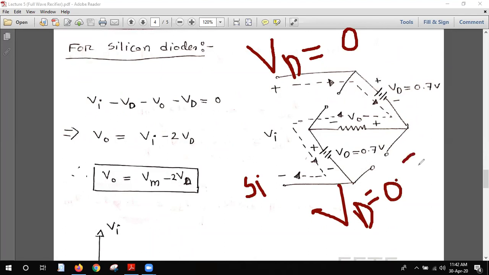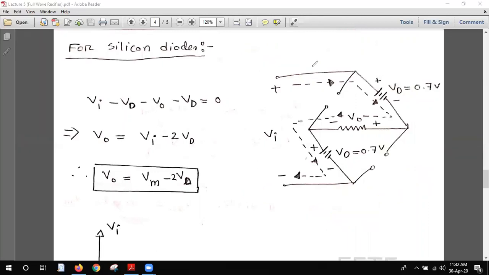That is 0.7 volt. That is the only difference with a silicon diode. So now we will consider the same conduction happening. We'll just consider the silicon voltage, VD equals 0.7 volt. Suppose now the output voltage will be like that.